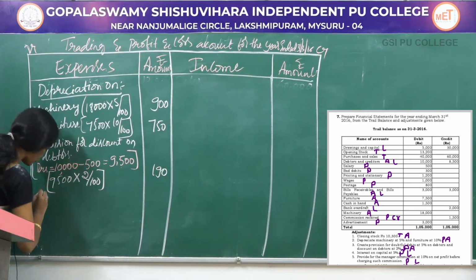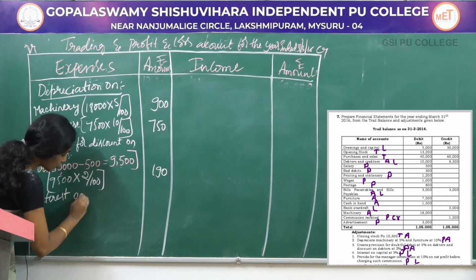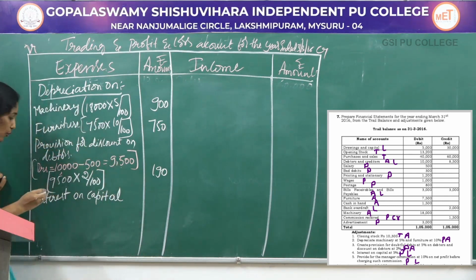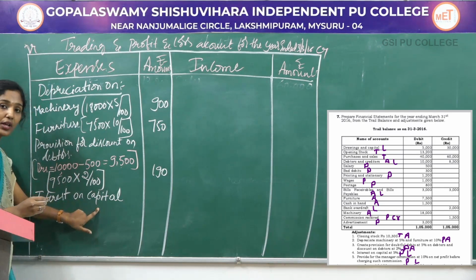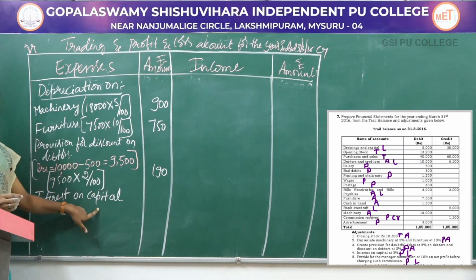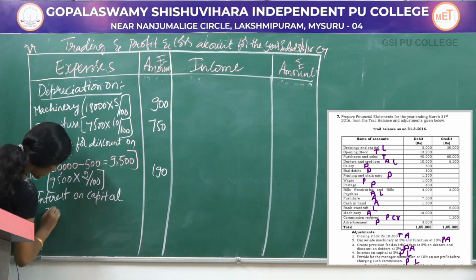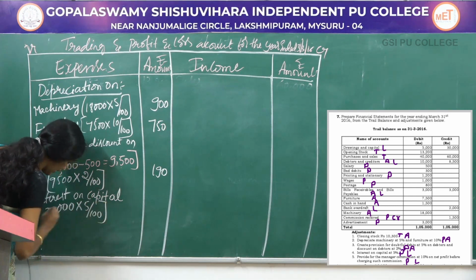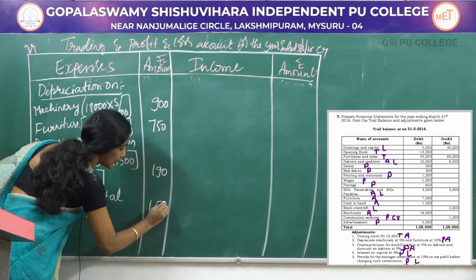The next is interest on capital. Interest on capital is also calculated on the debit side of the profit and loss account. For this you have to consider the amount of capital. What is the amount of capital? 30,000 into 5 divided by 100, you will get 1,500.